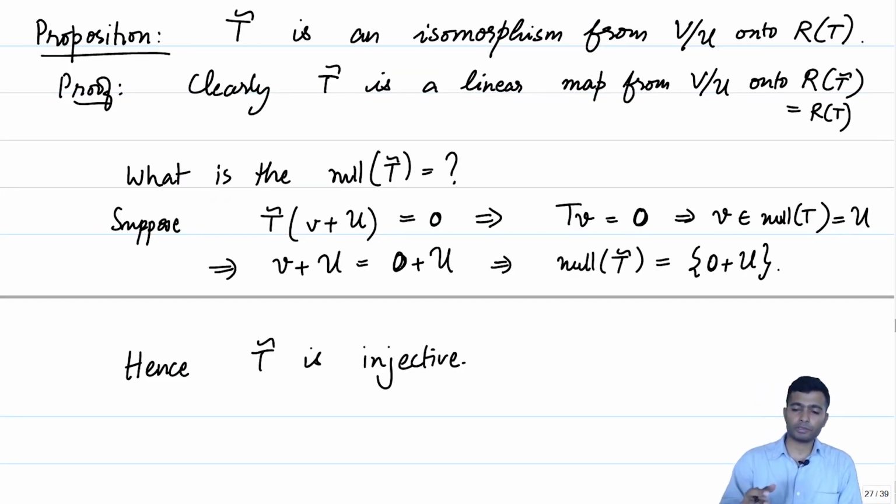Right. So we have proved that if T is a linear map from V to W, there is the subspace null space of T, which is called U, and then V mod U is isomorphic to the range of T. So if T is a surjective map from V to W, then V mod null space of T is isomorphic to W. That is what we have proved.